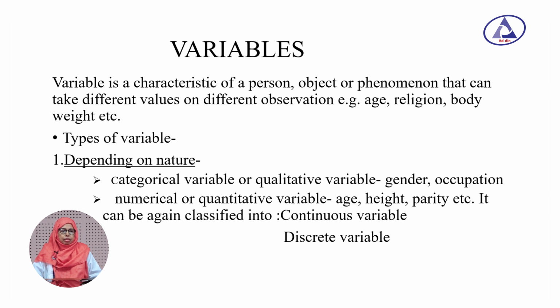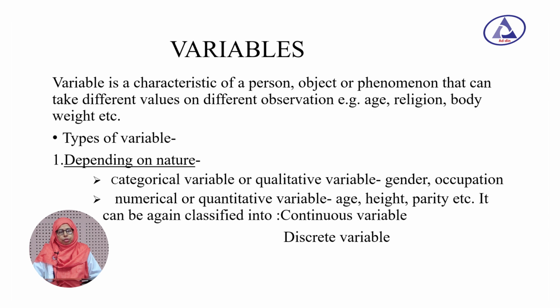Quantitative variables like age, height, parity are called quantitative variables. These are expressed as numbers or figures. They can again be classified into two types, continuous variable and discrete variable.